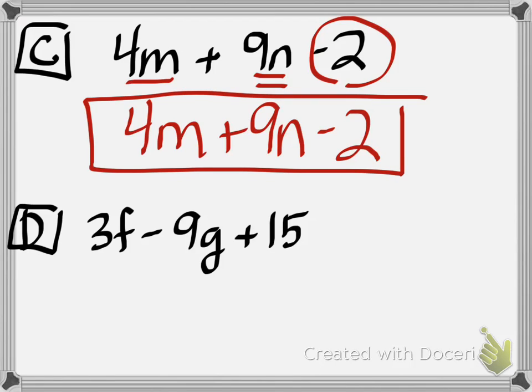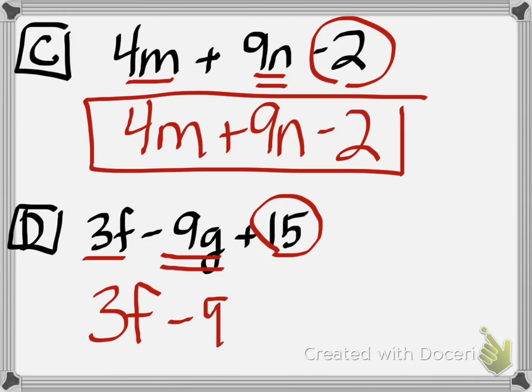Here's D, 3f minus 9g plus 15. We have f, g, and a constant. Okay, this one's the same thing. There's nothing in common, so my answer is the same as my question.